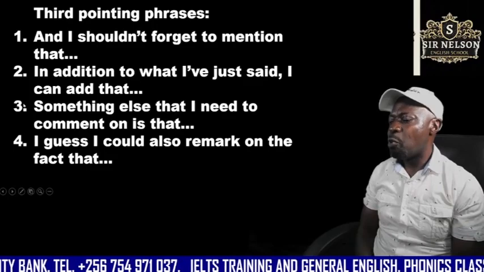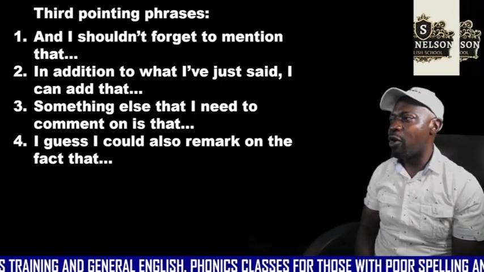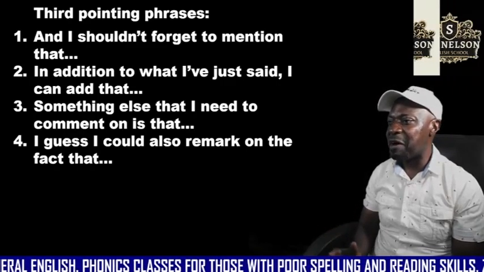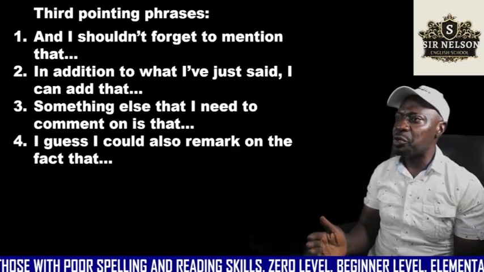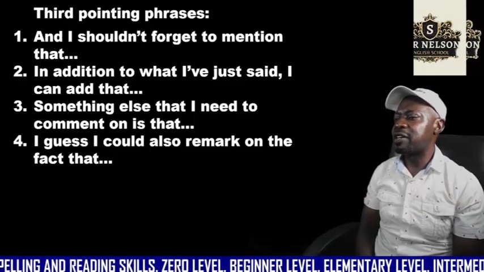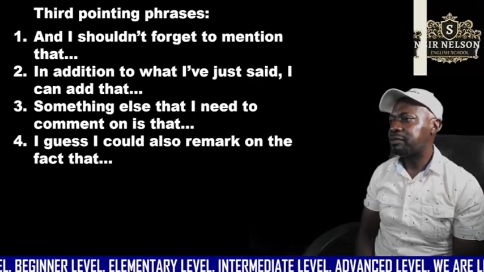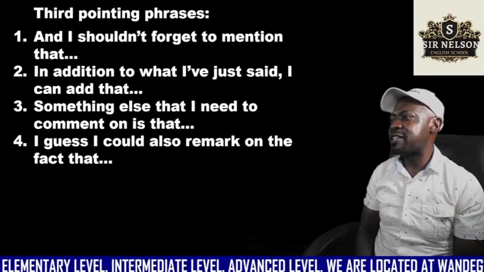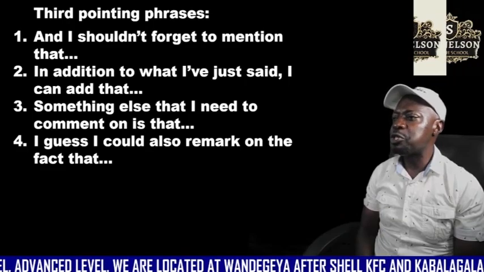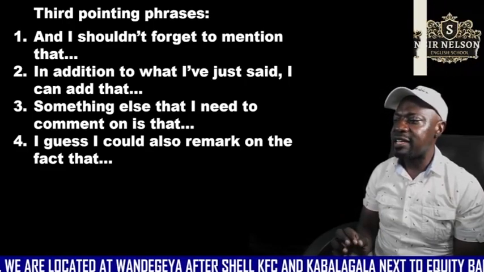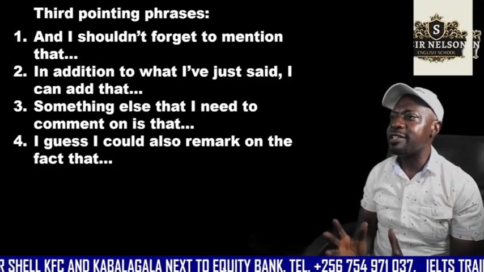Third pointing phrase. We know two things about your hometown. We know whether it is a village or a city. We know about the weather. We need to add a third point. And we are going to use these pointing phrases. For example, read after me. And I shouldn't forget to mention that. In addition to what I've just said, I can add that. Something else that I need to comment on is that. I guess I could also remark on the fact that. Remember to copy all these in your book.